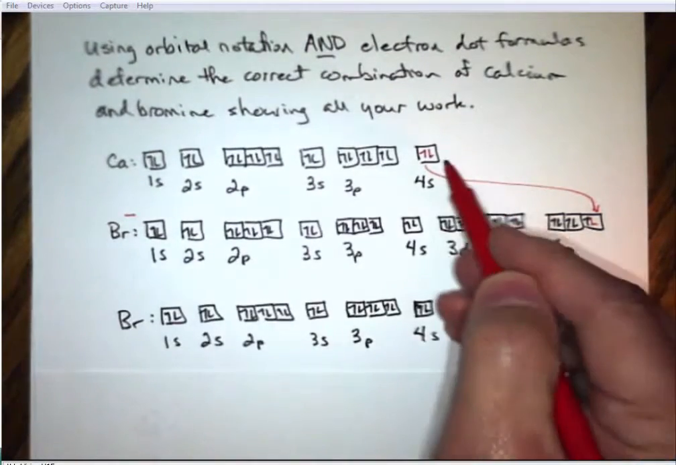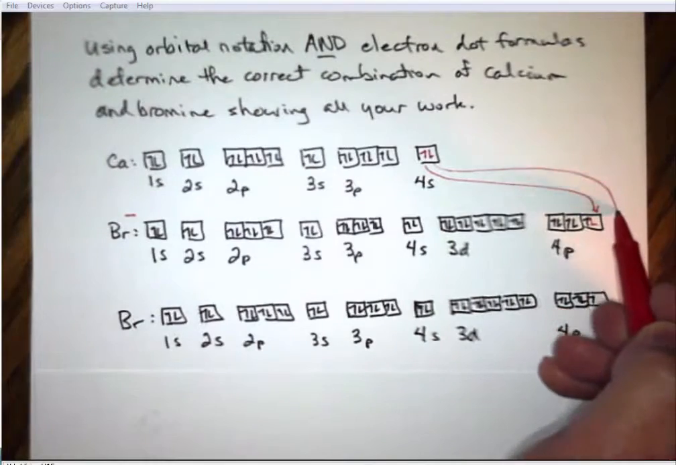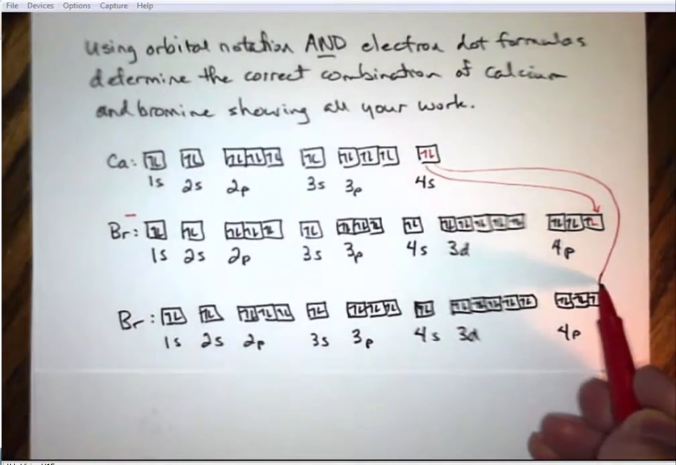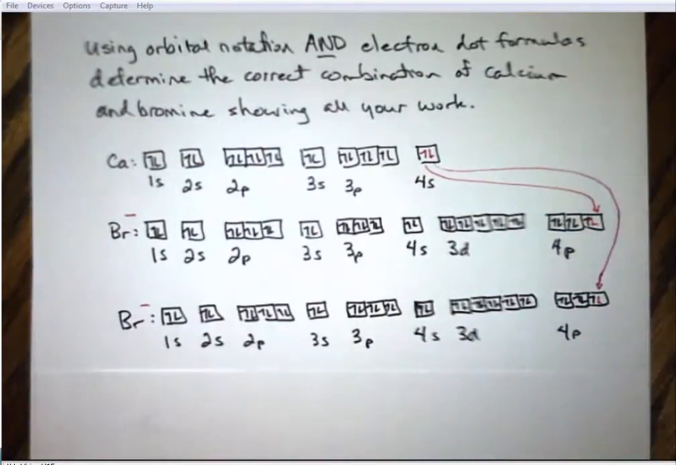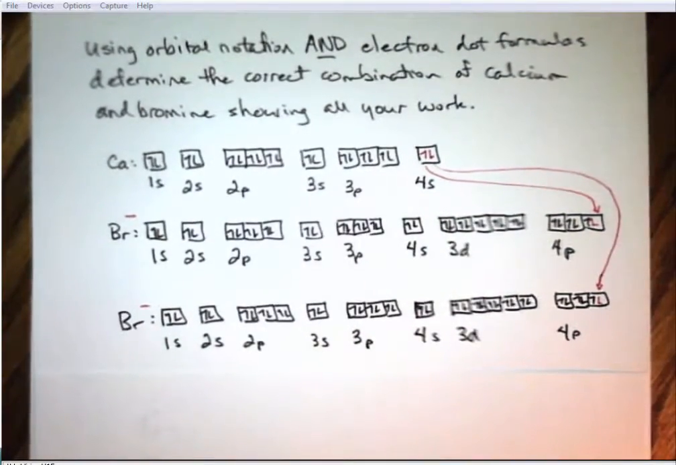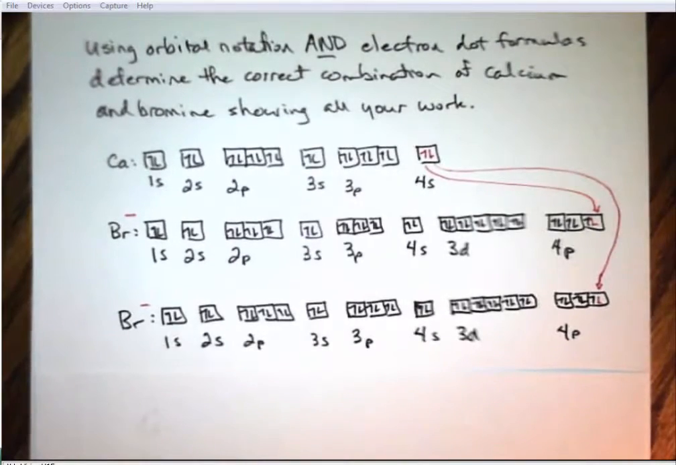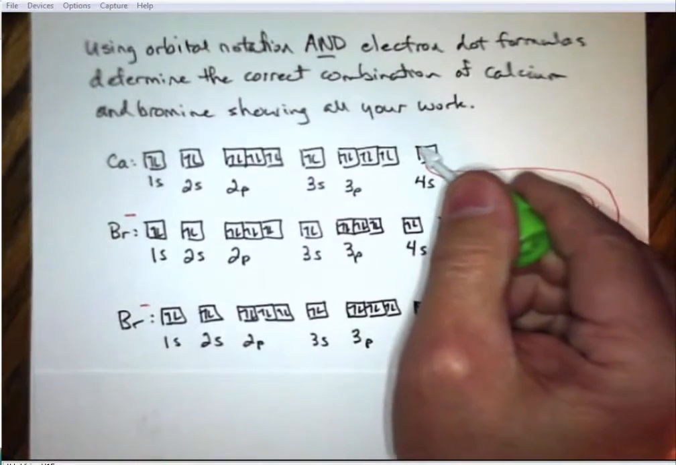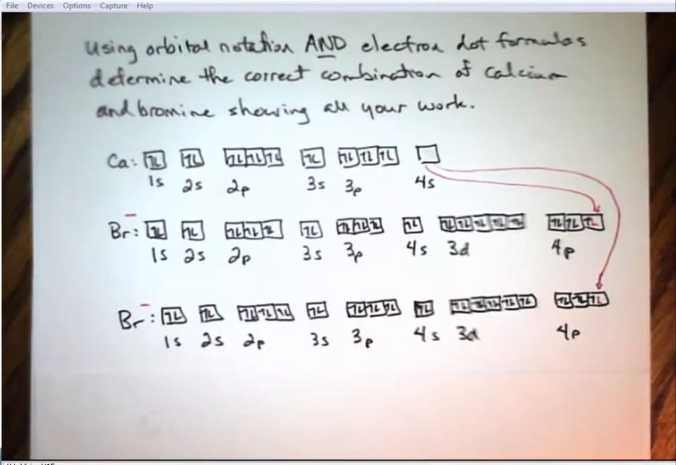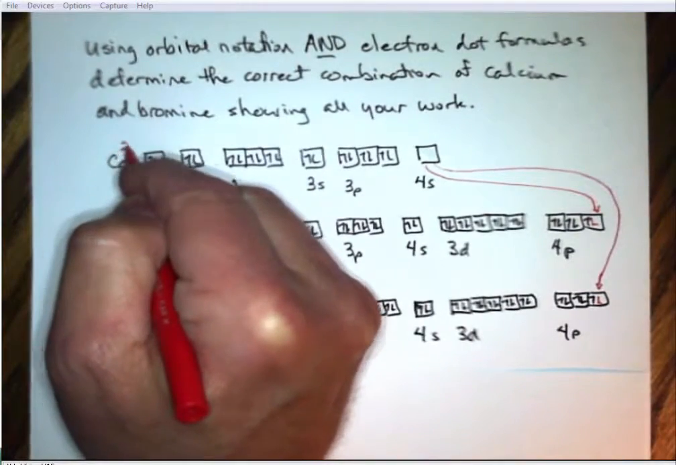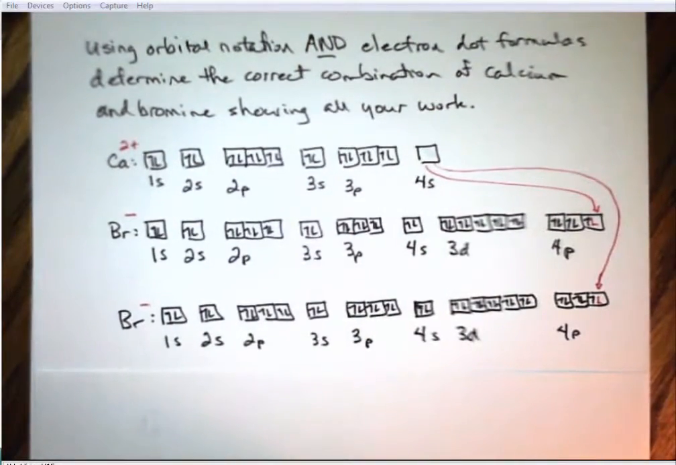All right, so now I can take this other valence level electron in calcium and put it down here. So now this bromine is a negative charge. I'm going to get rid of, in my orbital notation, the electrons in the highest energy level up here. And now, because calcium has lost 2 electrons and therefore has 2 more protons than electrons, it has a 2 positive charge. Okay, does that make sense?